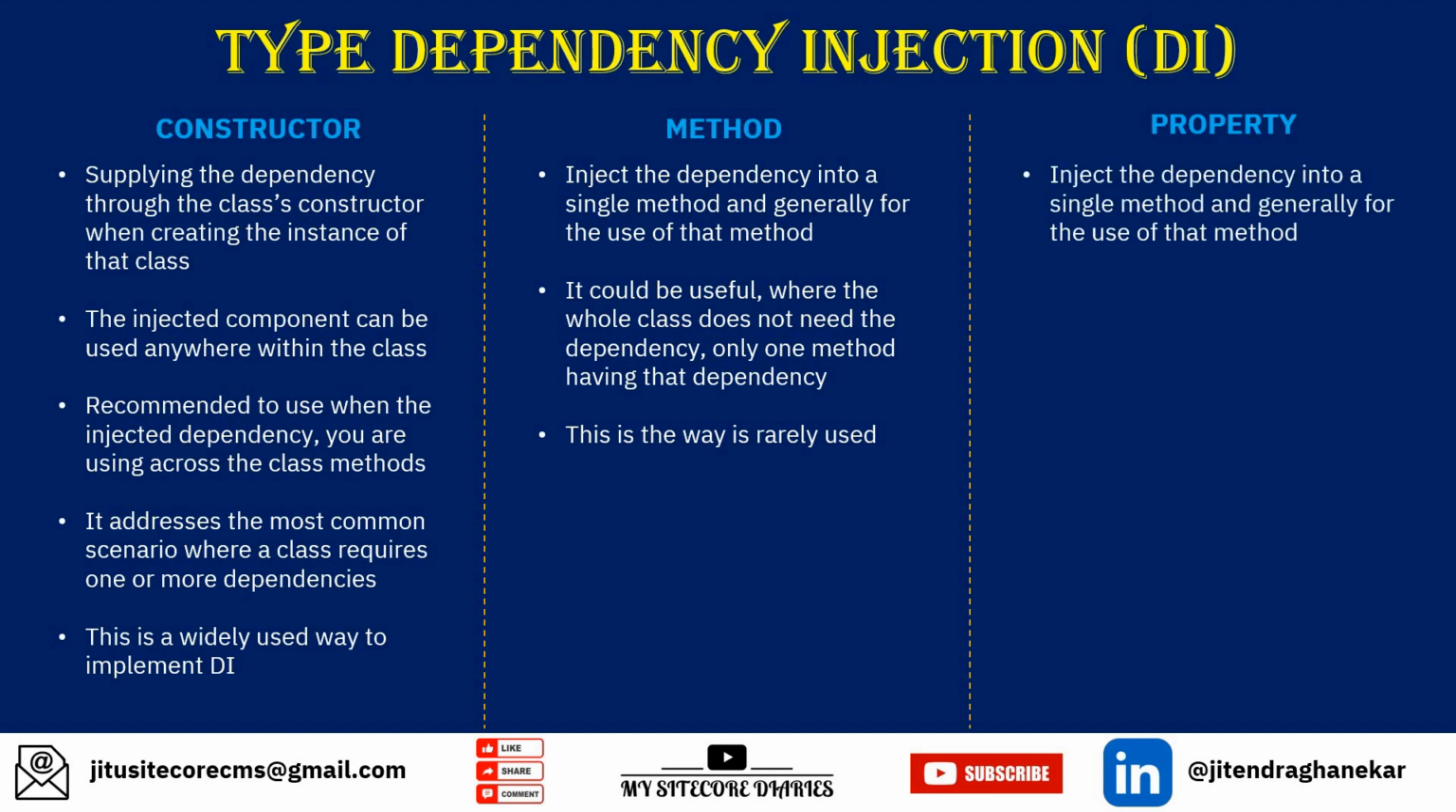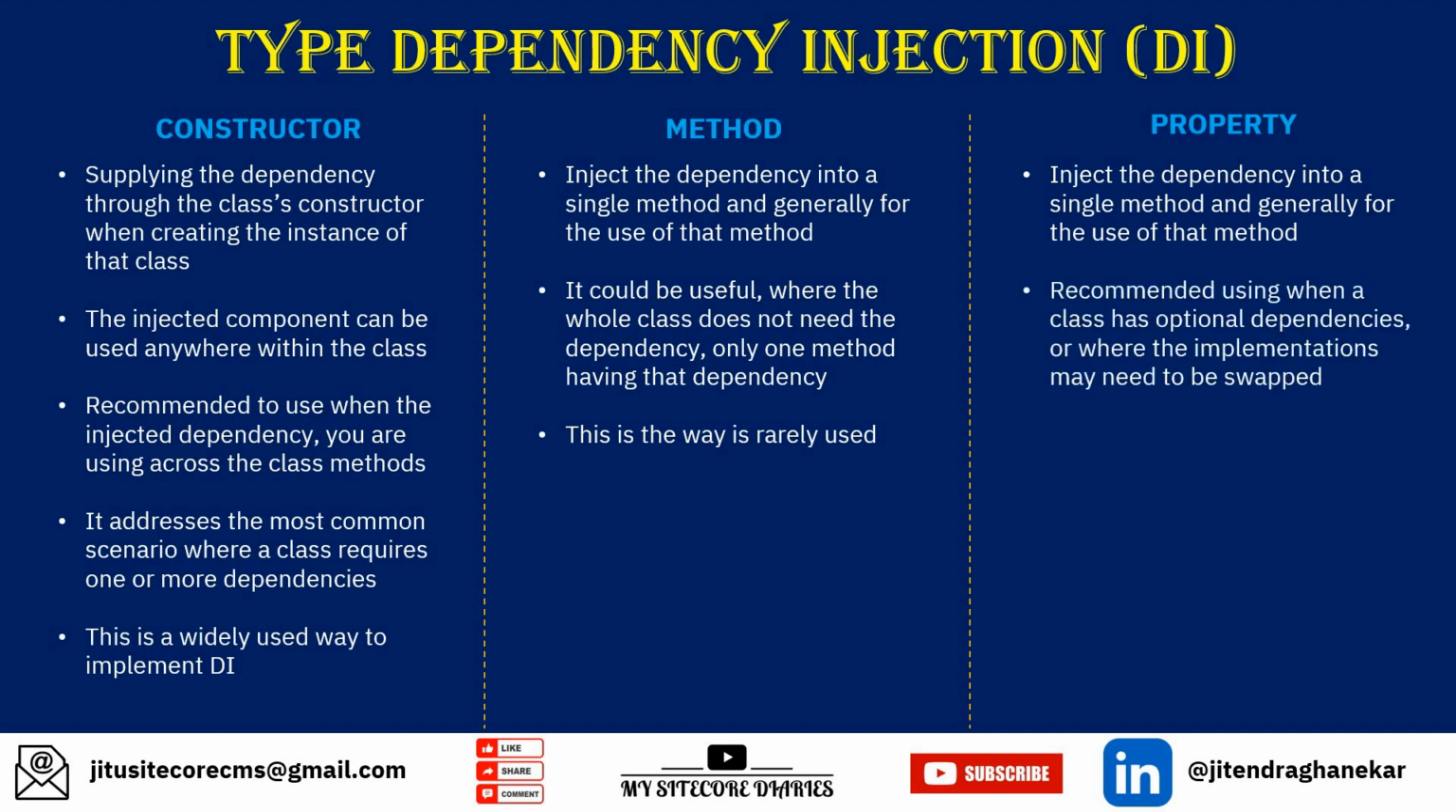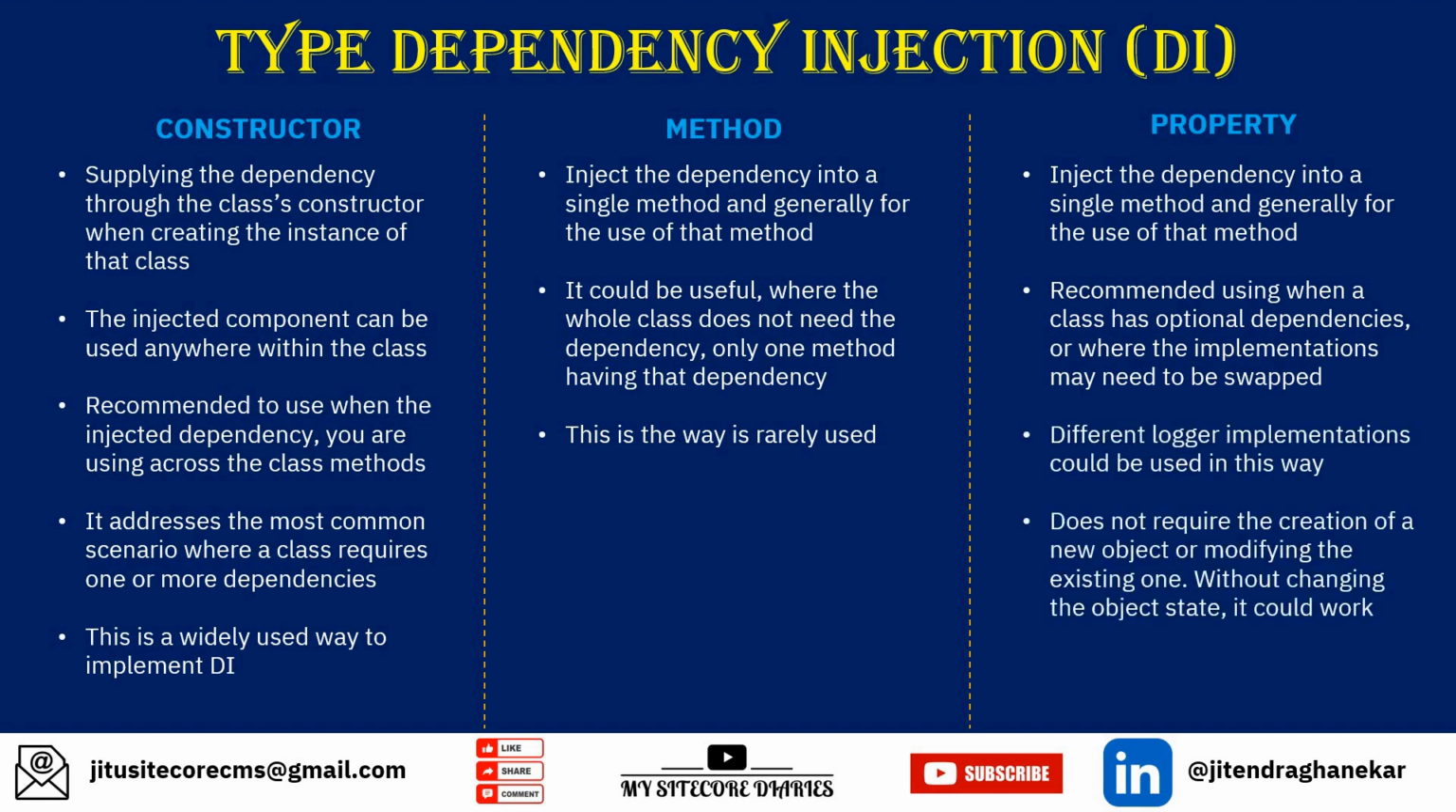Property DI, let's say. Inject the dependency into a property. So it is the same, we are injecting, but instead of a method it's actually a property. Recommended when a class has optional dependencies or where the implementation may need to be swapped. A different logger implementation could be used this way, and it does not require the creation of a new object or modifying the existing one without changing the object state. It could work. Okay, so these are the three types of dependency injection.